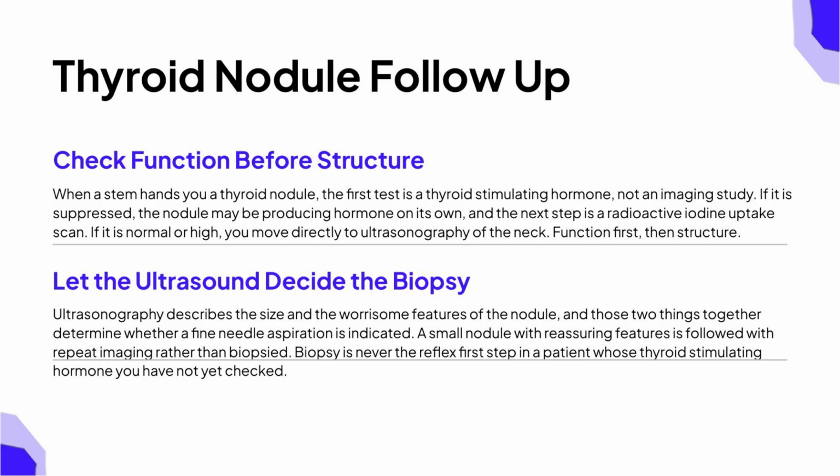Function first, then structure. Rule 2, let the ultrasound decide the biopsy. Ultrasonography tells you the size and whether there are worrisome features, and those determine whether fine needle aspiration is indicated. A small nodule with reassuring features gets repeat imaging, not a needle. And plainly, biopsy is never the reflex first step before you've checked the thyroid-stimulating hormone. When fine needle aspiration sits at the top of the list, ask what should come before it.